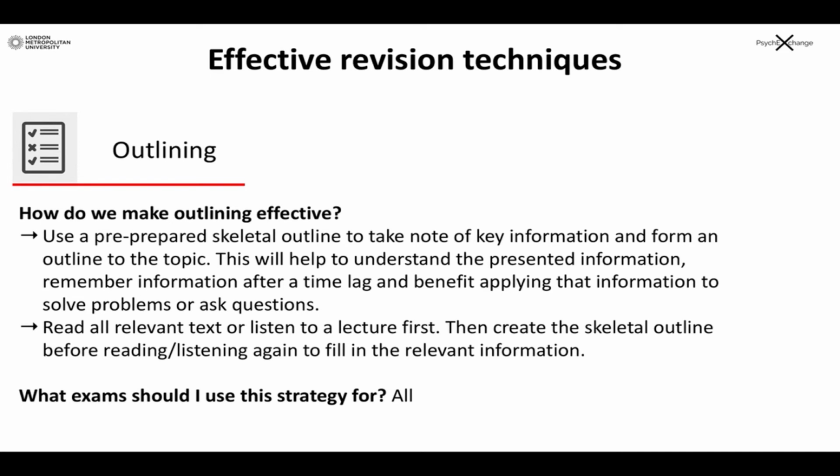As suggested earlier, a pre-prepared skeletal outline could be in the form of Cornell notes, or you can make your own unique outline structure. Similar to note-taking, to make outlining more effective, it would be worth reading all of the relevant text first or listening to the lecture in full before attempting to outline so that you can include all of the relevant information. This technique is useful for all exams.